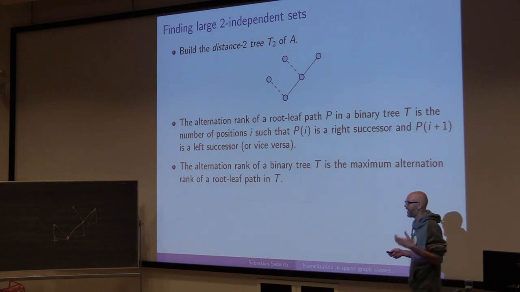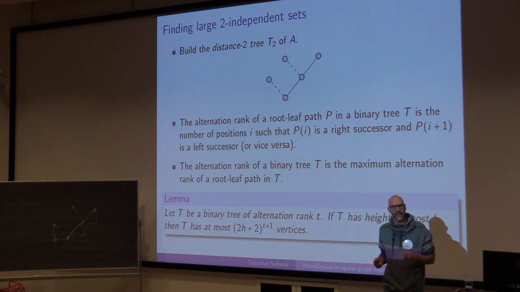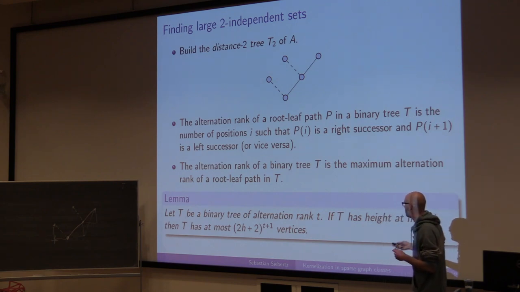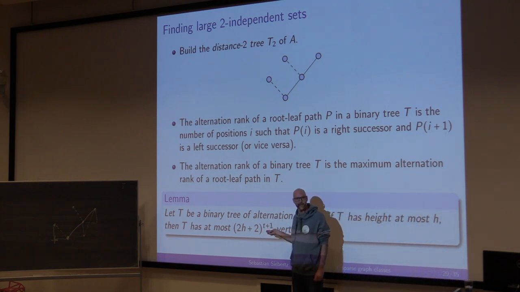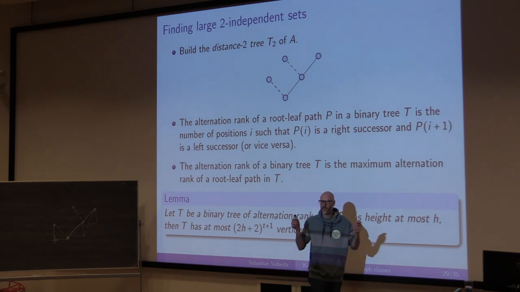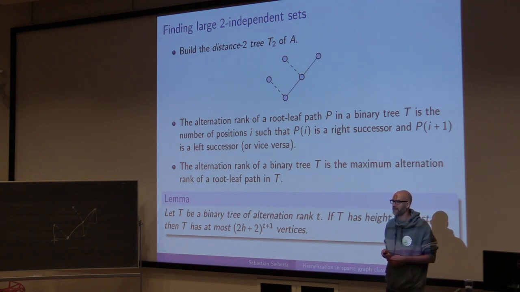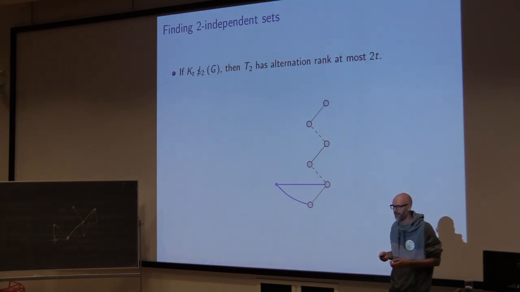And now the key observation, how we get away from those exponential bounds. If I have a binary tree whose alternation rank is bounded, then to achieve height h I don't need an exponential number of vertices to fill it, but a polynomial number is sufficient. So if I have a binary tree of alternation rank t and height at most h, then I have only polynomially many vertices. Usually you would need 2 to the height many vertices to fill this tree up. So let's prove that the distance 2 tree in nowhere dense graph classes has bounded alternation rank, and hence that we can make our arguments with polynomial bounds, which is the key to many things.